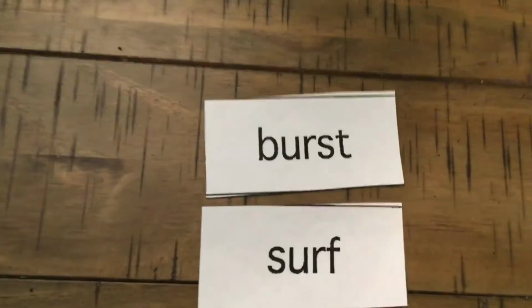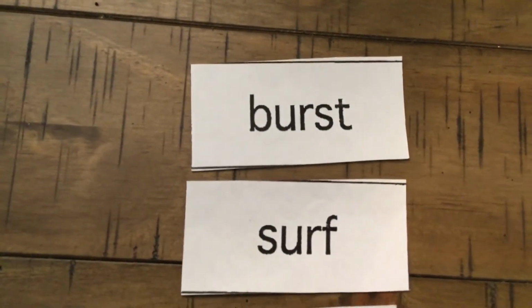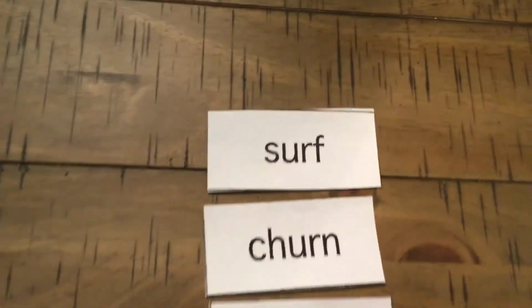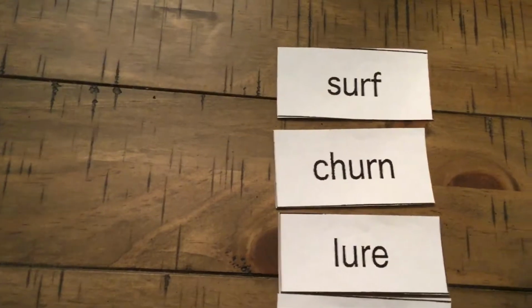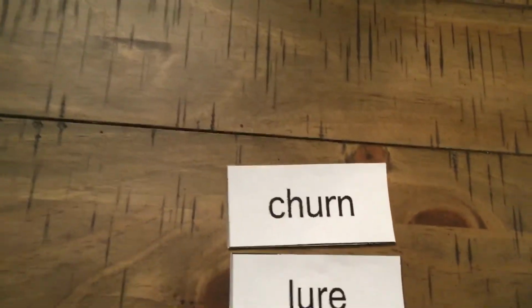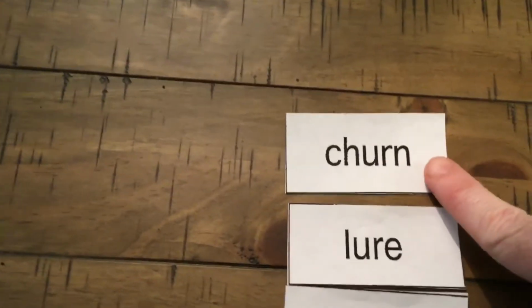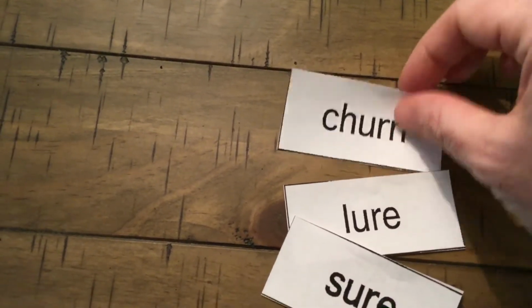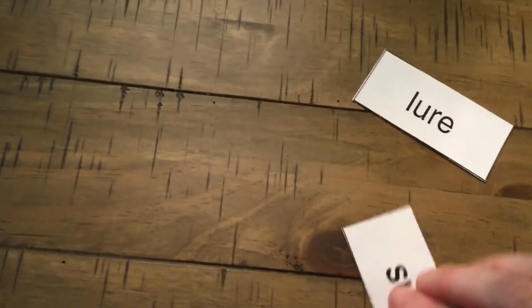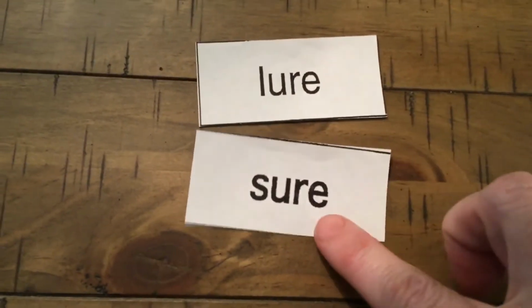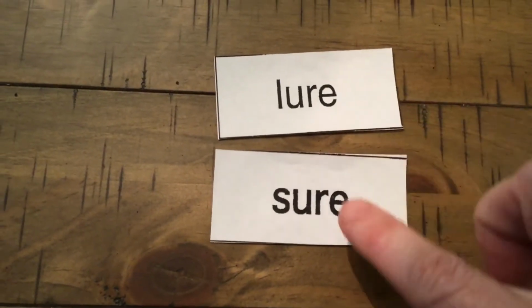Last column. Burst. I see the U and no other vowels. You are. Surf. Again, you are. Churn. You are. Last two. Lure and shore. And I'm seeing that they're the U-R-E saying or. Lure and shore.